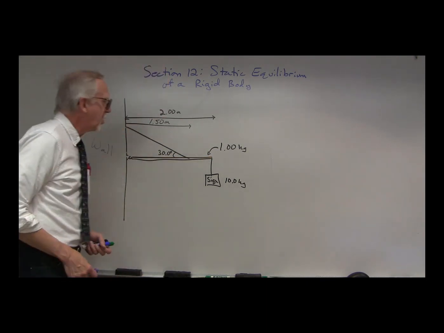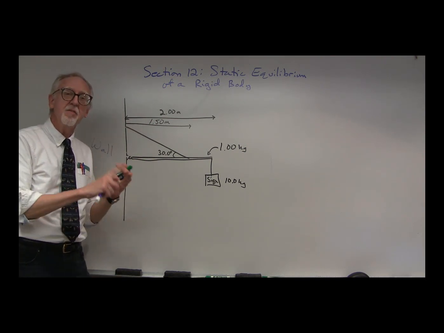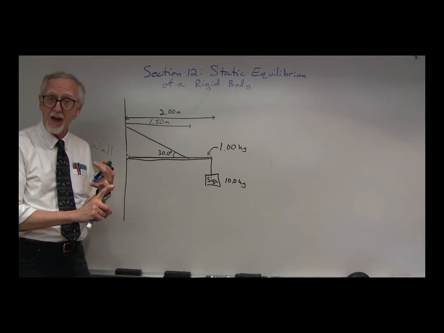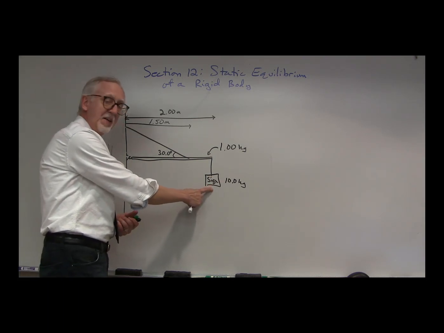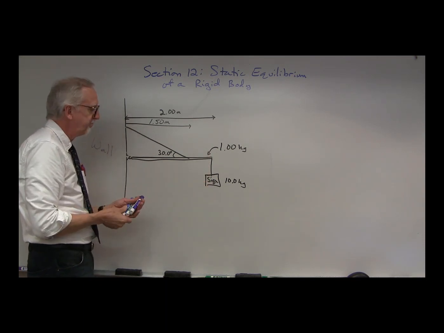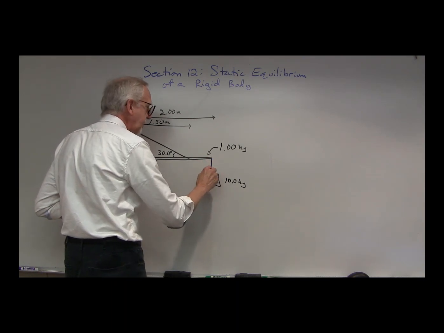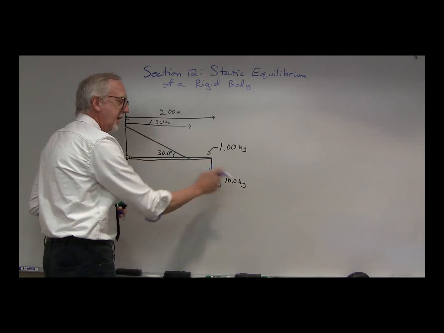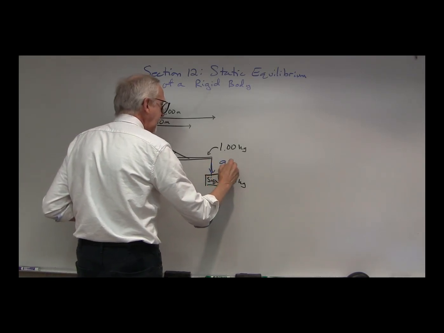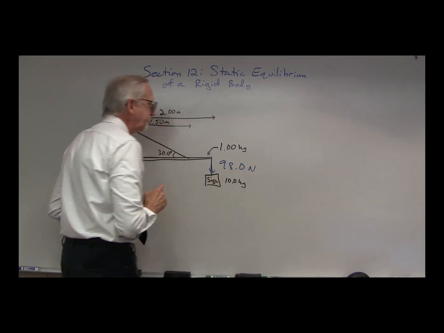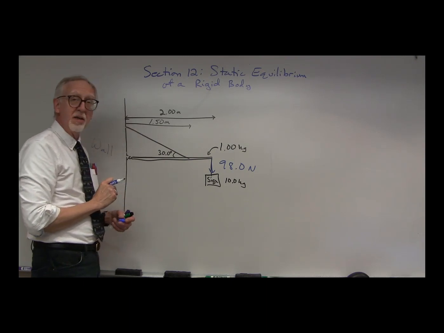Okay, so what do we know? If it's not moving, we know the net force in the x direction is 0, the net force in the y direction is 0, the net torque acting on it is 0. Well, what forces do we have? Well, we've got the weight of the sign pulling it down. And we know the sign has a mass of 10 kilograms, so that must be exerting a force of m times g, 10 times 9.8, or 98 newtons. The pole itself, let's assume, has a mass of 1 kilogram.